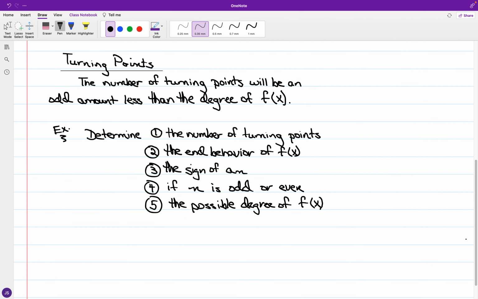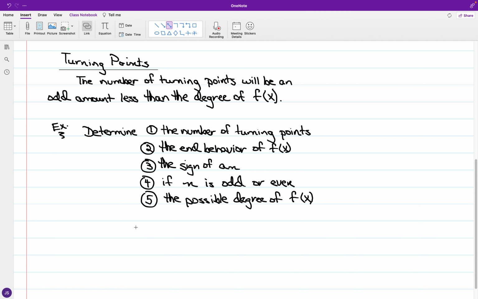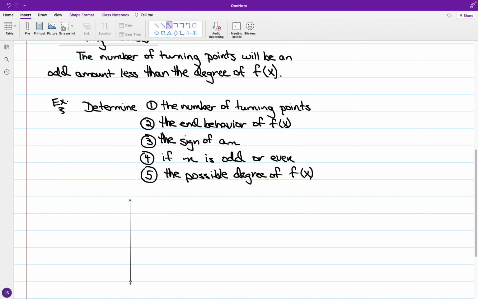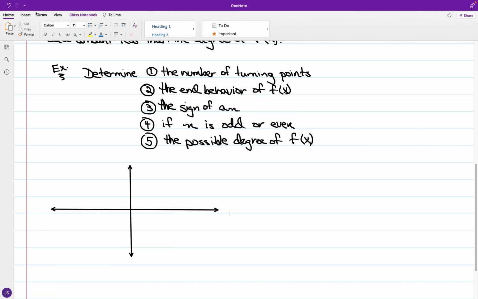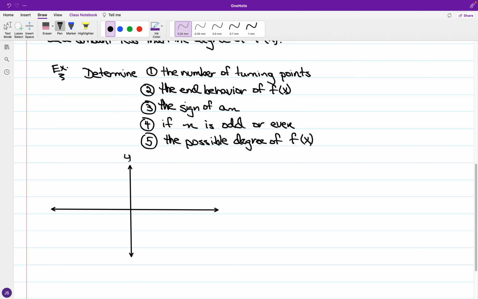And we'll say, just as an illustration, putting in the x-axis and y-axis, and we'll say that for our polynomial function, if we're looking at the number of turning points, this would be the combined total of the relative minima and maxima.